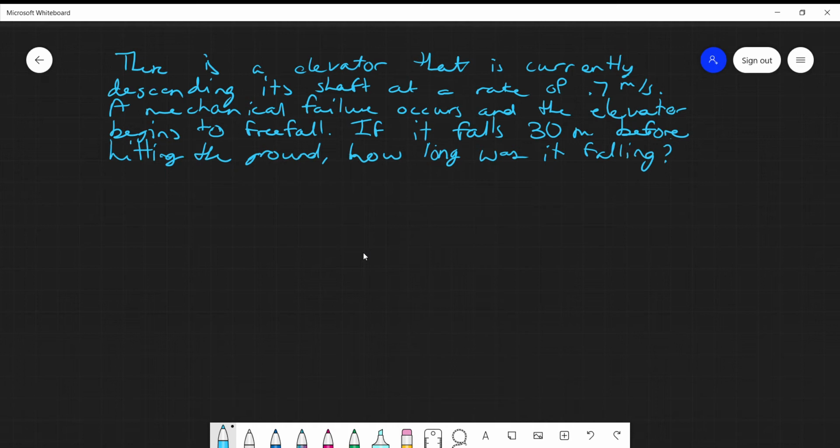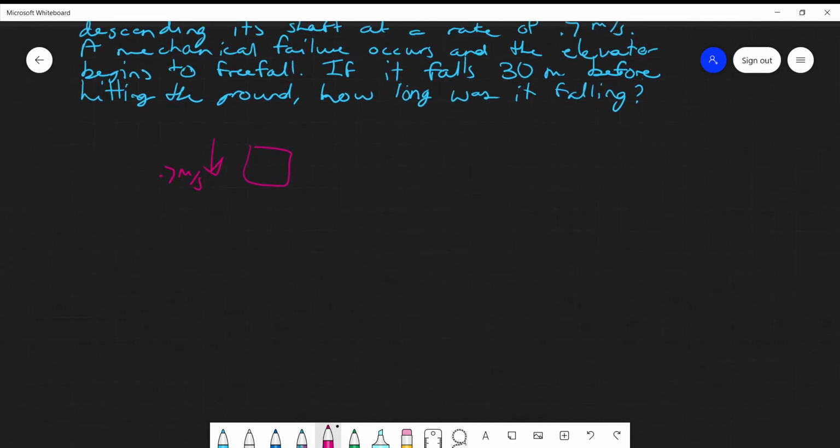The first thing we're going to do for every physics problem is draw a picture of what's happening. So we have an elevator and it's traveling down at 0.7 meters per second. Then it begins to free fall for 30 meters and then splats onto the ground right here at 0 meters per second, because when it hits the ground, it stops moving.